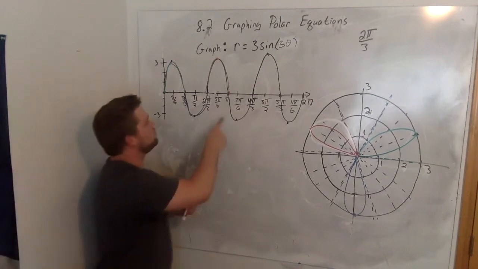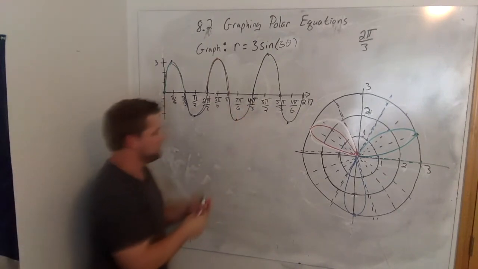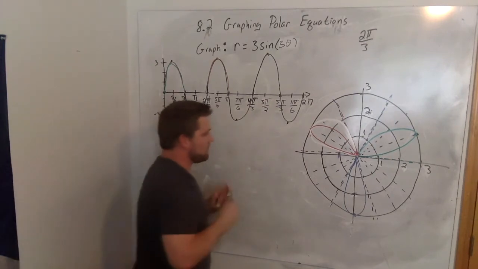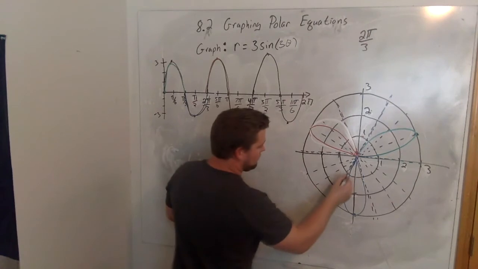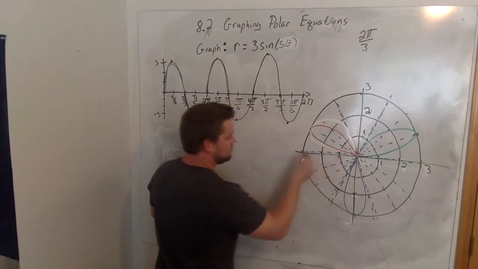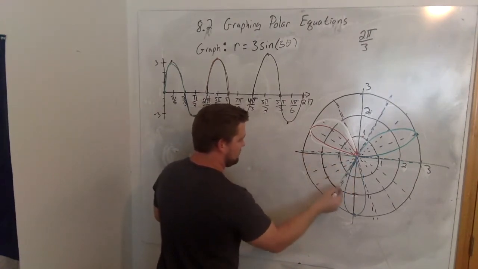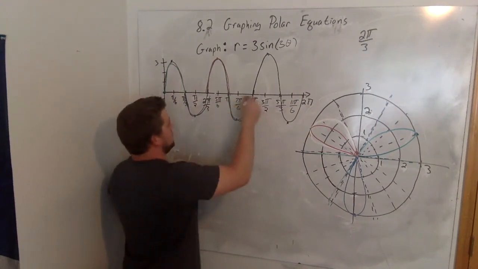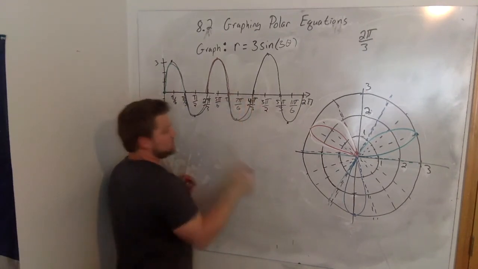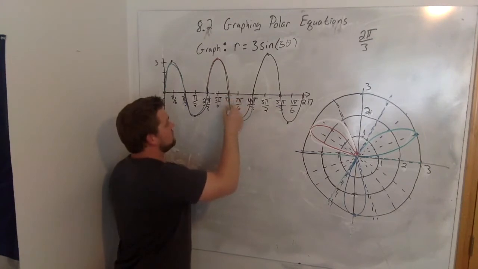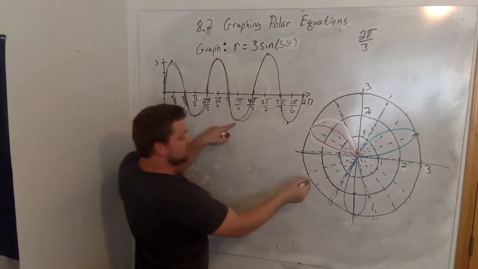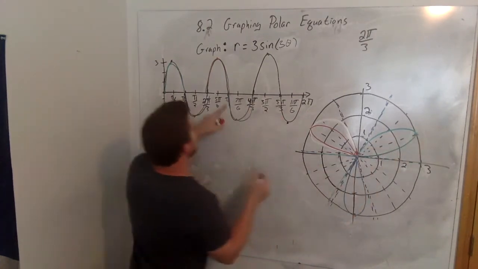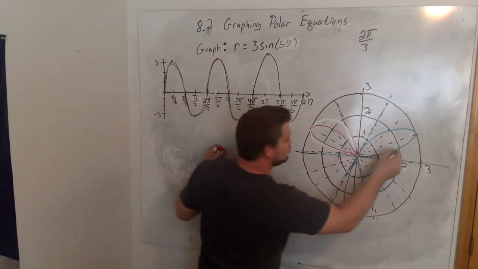Now what's going to happen when we go from pi to 4 pi over 3? Here's pi, and here's 4 pi over 3, so we're rotating between here and here. Well, the radius is always negative here. It's going to be getting more negative and going back, specifically at 7 pi over 6, we're going to have a radius of negative 3. That puts us right back here. So when we rotate within here, we're actually going to loop back over this.